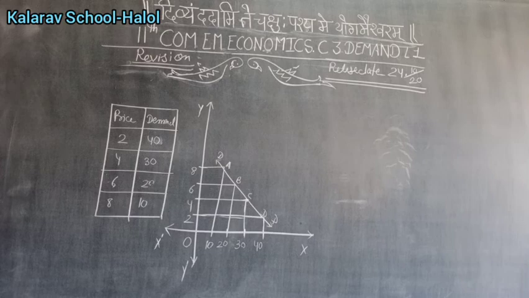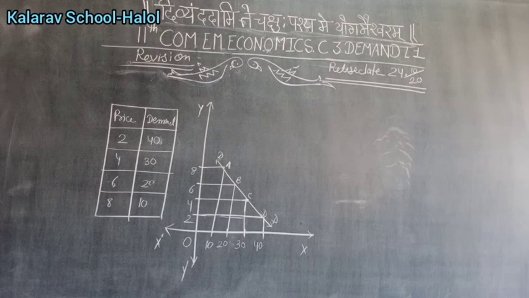Second one is complementary goods. Means both coexist with each other. One is incomplete without the other. The best example is in front of you, the board. If there is no chalk, then the board is useless. So chalk and board are complements of each other.